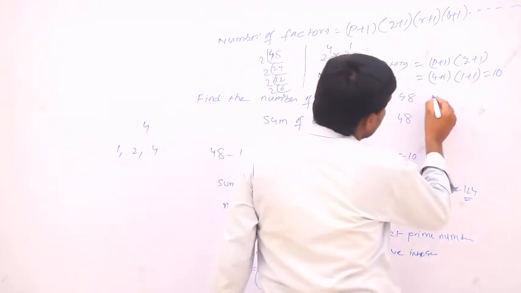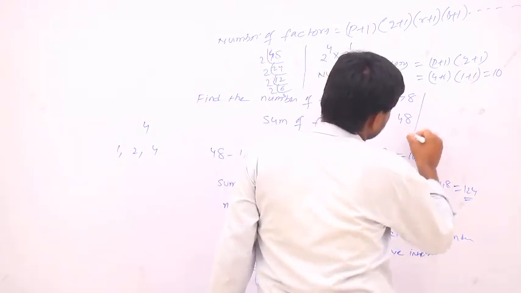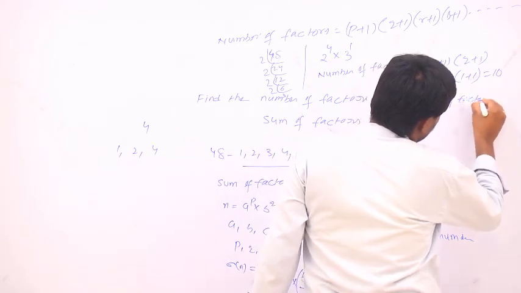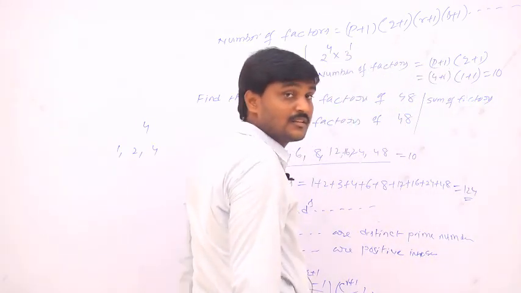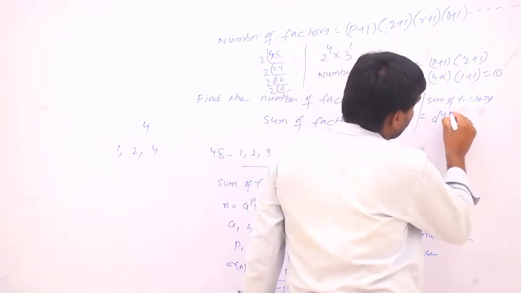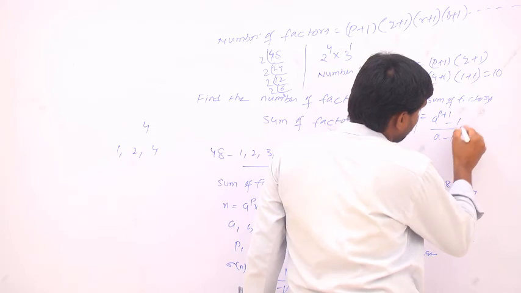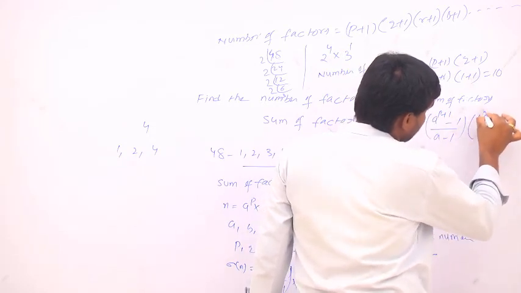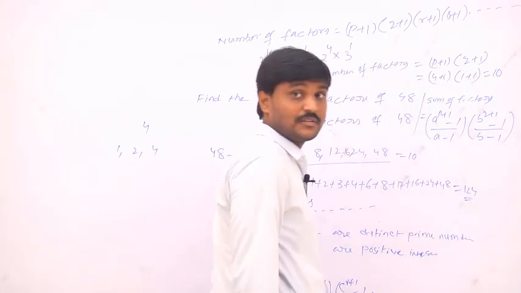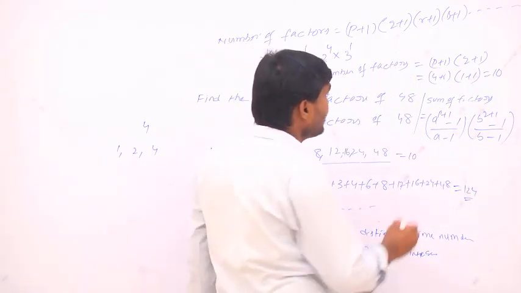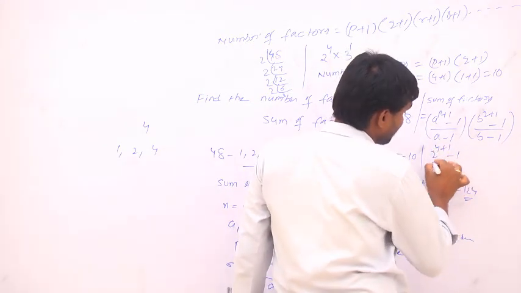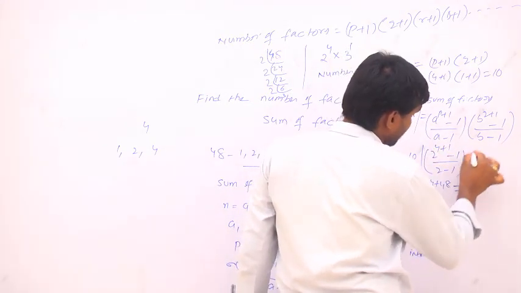Otherwise, if you want the sum of factors, it equals a power p plus 1 minus 1 by a minus 1, into b power q plus 1 minus 1 by b minus 1, and so on. Here, in the same way, 2 power 4 plus 1 minus 1 by 2 minus 1.